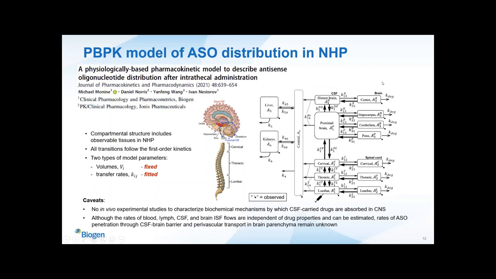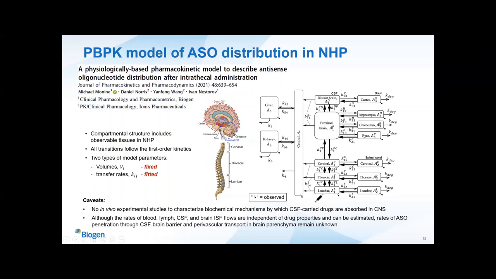And the CSF as a fluid may exchange the drug with the adjacent tissues. In case of the spinal portion, the drug can leak to the spinal cord. And in case of brain CSF, it can actually penetrate through the membranes and go directly to the cortex, hippocampus, cerebellum, pons, and other regions.